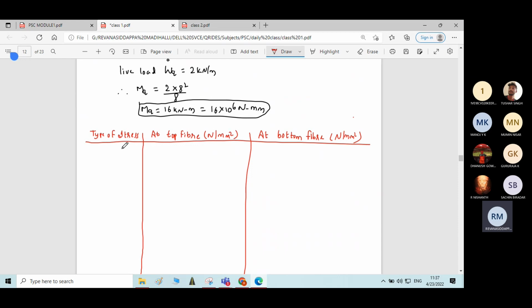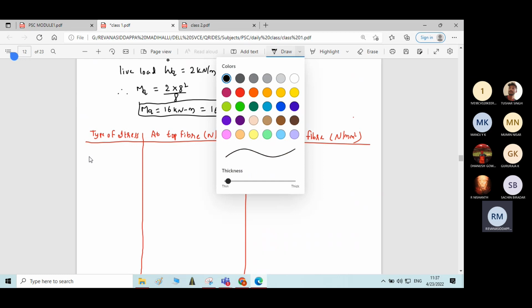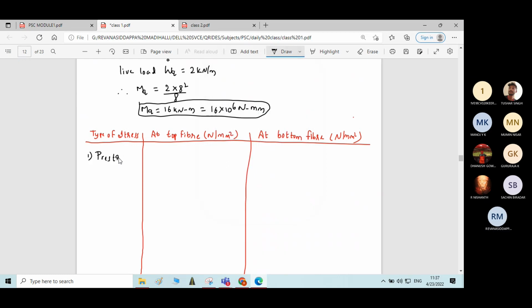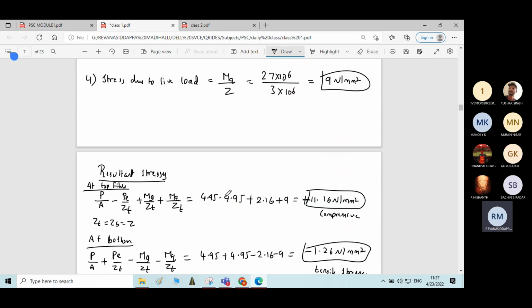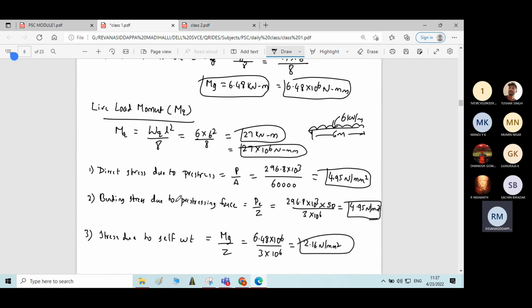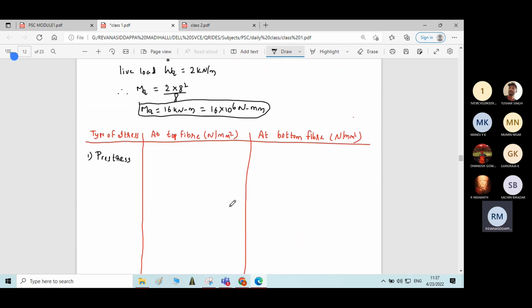First one is pre-stress. So how to calculate the pre-stress? Direct stress due to pre-stress is P by A, and bending stress due to prestressing force is calculated as P E by Z. I'll write the same formula here. There are two kinds of stresses to be calculated. One is direct stress, which is calculated as P by A. Second one is bending stress, which is calculated as P E by Z T. With respect to top fiber, you need to substitute the section modulus with respect to the top fiber only. With respect to the bottom fiber, the formula will be P E by Z B.